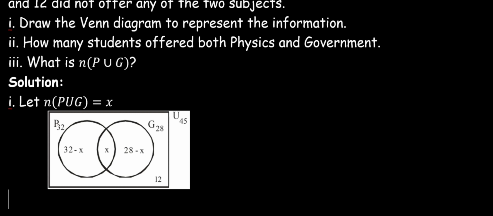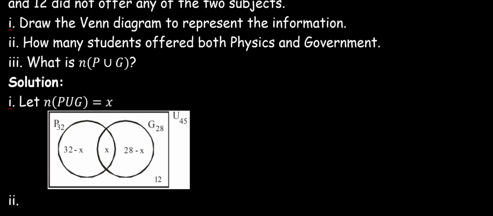Now, if you look carefully, we have already said that the intersection P intersection G is equal to x. So x is the first thing we write, which is the intersection. Then next, we subtract x from 32, and we also subtract it from 28, represented there. But you will also see that 12 did not offer any of the two subjects. Hence, 12 is written on its own in the universal set there.